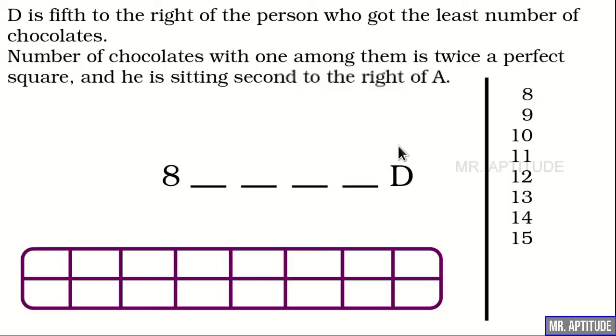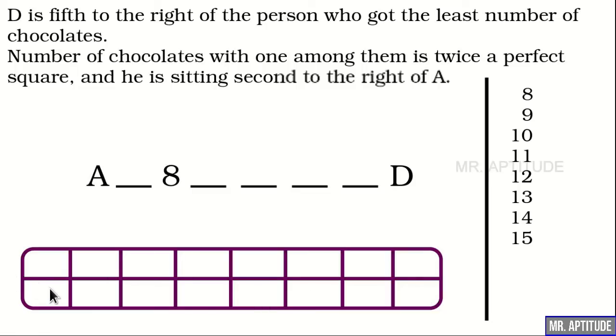And from the next condition given, number of chocolates with one among them is twice a perfect square and he is sitting second to the right of A. Let us say for instance, it's A. Second to the right. As A is facing towards north, this will be the right of A. Second to the right itself says that there should be exactly one person sitting between A and the person who has got 8 chocolates. And you are given that there are 8 members in total. 1, 2, 3, 4, 5, 6, 7 and 8.